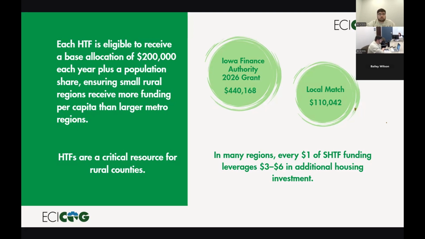Each housing trust fund is eligible to receive a base allocation of $200,000 each year plus a population share. This ensures that the small rural regions actually receive more funding per capita than the larger metro regions, which I know is very important to some people. So housing trust funds are really a critical resource for the rural counties.